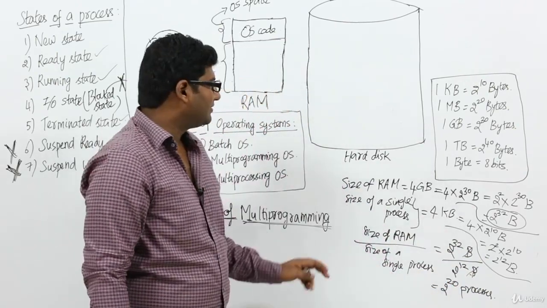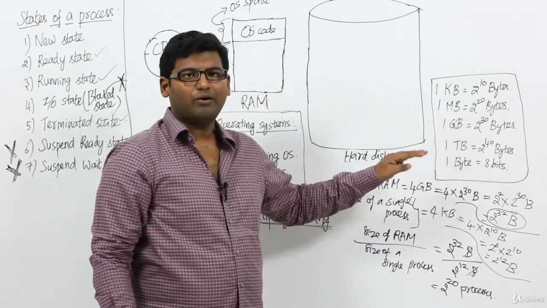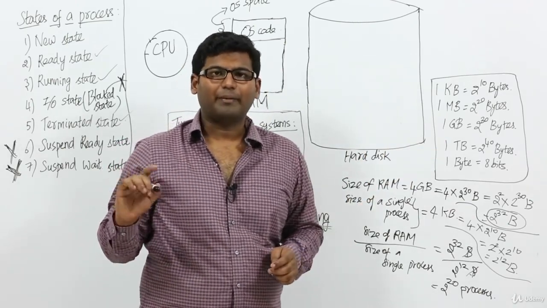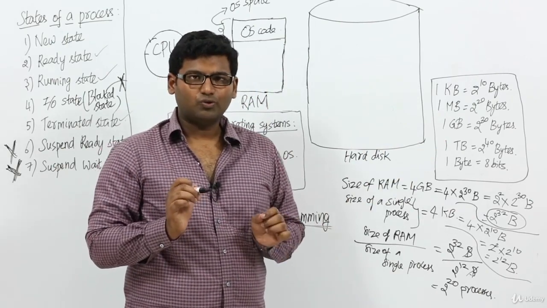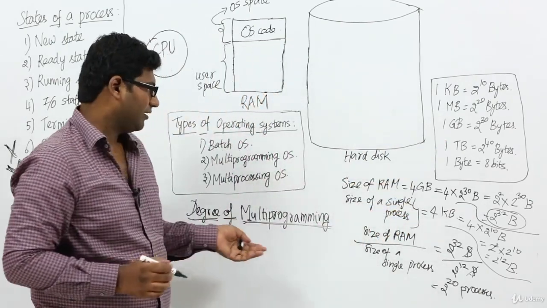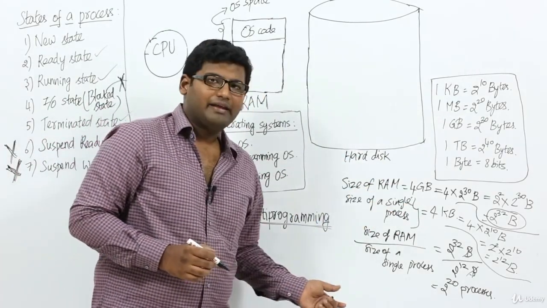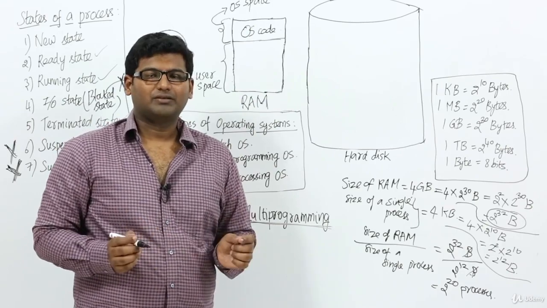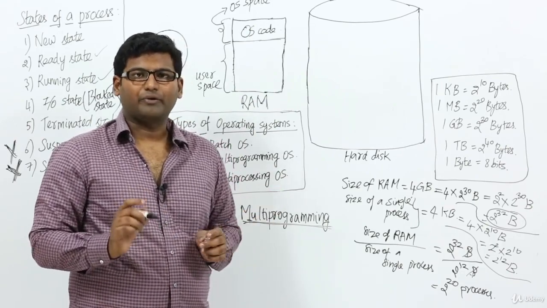Let's see about this KB, MB, GB and all this a bit later. We will be discussing a lot of problems when we see about memory management. Now just to explain the concept of degree of multiprogramming, I have taken a small problem. Degree of multiprogramming is nothing but the maximum number of processes which can be present in the RAM of our computer. Fine.